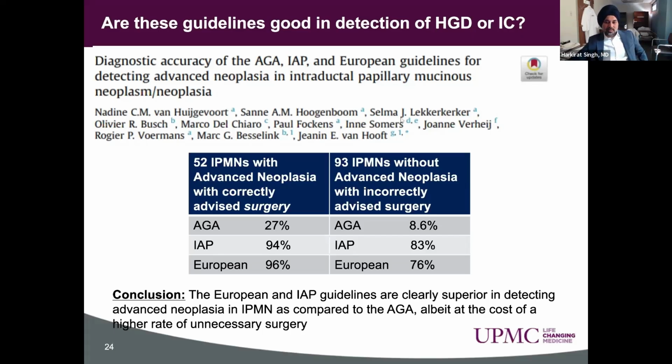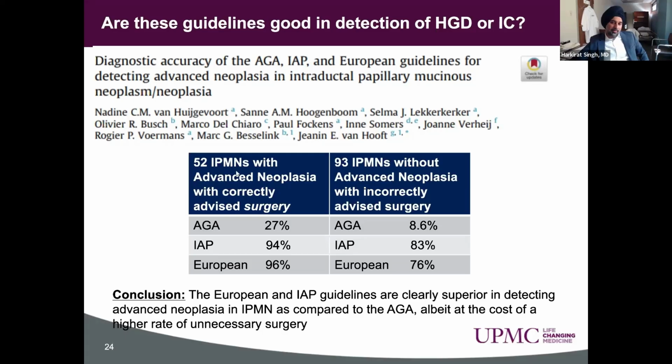So this is a publication from 2023, which evaluated the diagnostic accuracy of the AGA guidelines, the IAP guidelines from 2017, not the 2024, and the European guidelines for detecting advanced neoplasia in IPMNs. And again, advanced neoplasia is high-grade dysplasia. It's right at the cusp of turning into cancer or already cancer. So this is over 15 years. They evaluated around 250 pancreatic cysts that were resected at surgery. Around 145 of these cysts were IPMN. So now they retrospectively applied these guidelines on them, asking what the guidelines would have said in these patients.